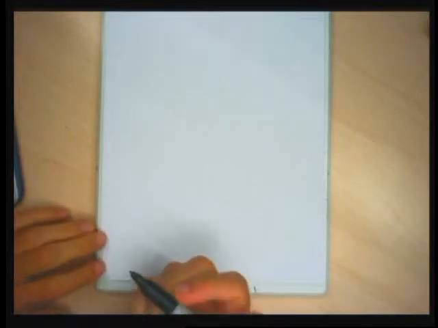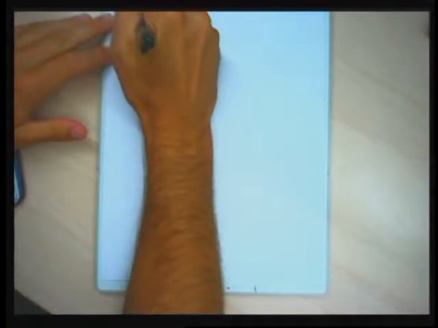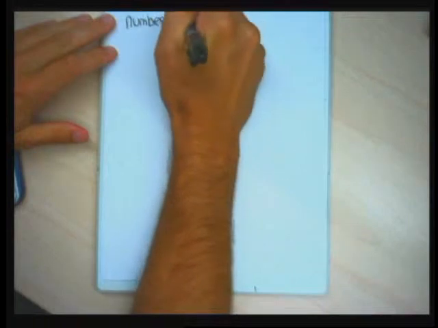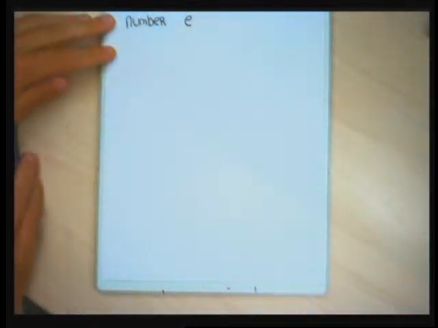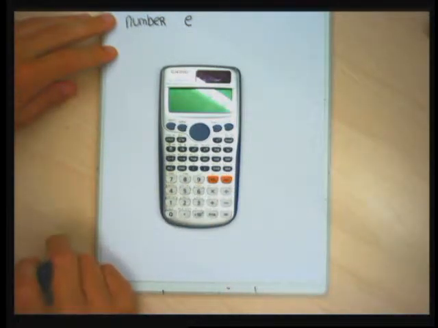All right, so in section 6.5, we learn a new number, which seems strange, that there might be a number that you're completely unaware of. But the number that we learn in section 6.5 is the number e. And this calculator has e located in a couple places, one to use e with an exponent and one to use e just by itself.